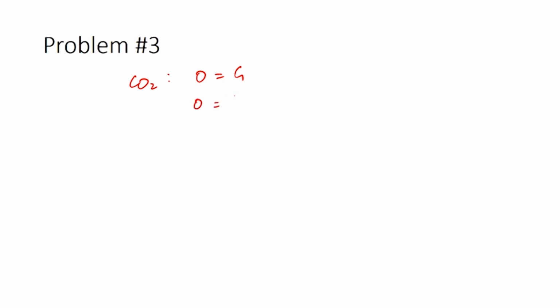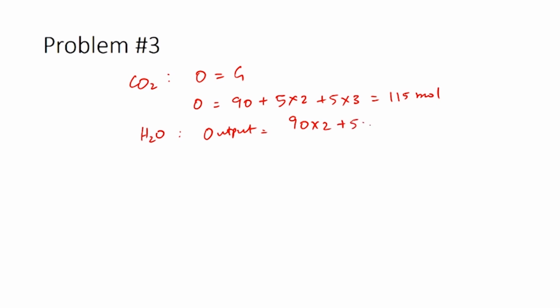So, output would be equal to 90, which is the number of moles of carbon dioxide generated by combustion of methane, plus 5 times 2, which is the number of moles of carbon dioxide generated by combustion of ethane, plus 5 times 3, which is the number of moles of carbon dioxide generated by combustion of propane. So, the total number of moles of carbon dioxide present in the stack gas would be 115 moles, and similarly we can do the calculations for water, and output for water would be 90 times 2 plus 5 times 3 plus 5 times 4, giving us the total number of moles of water as 215 moles.